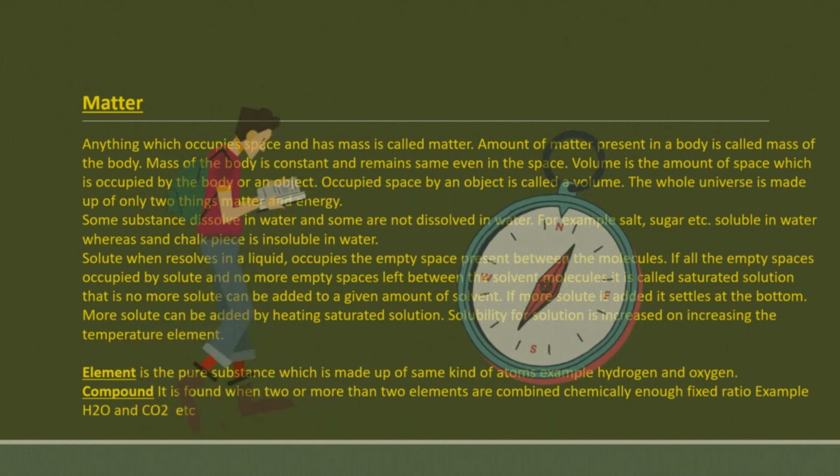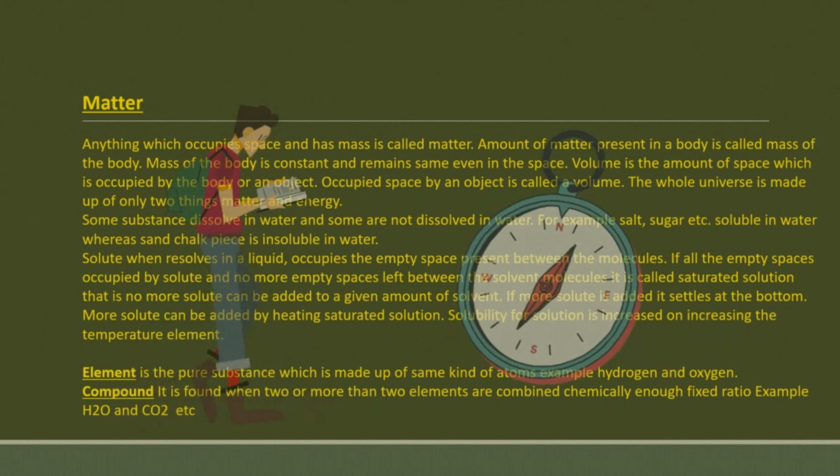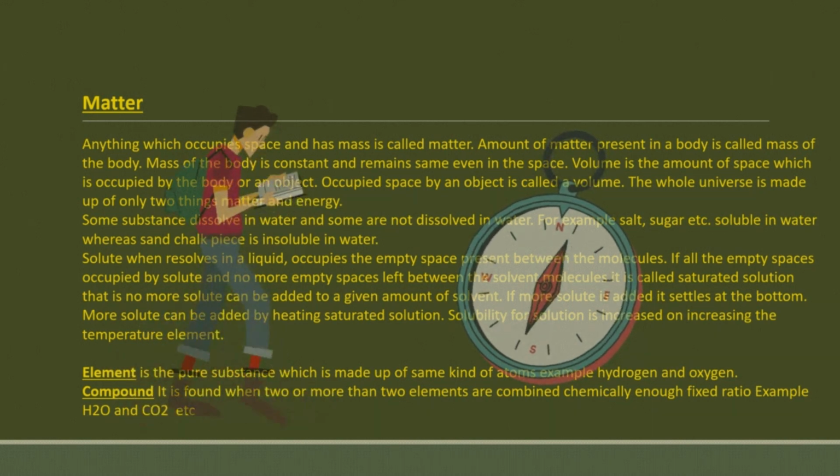Some substances dissolve in water and some do not. For example, salt and sugar are soluble in water, whereas sand and a chalk piece are insoluble in water. A solute, when dissolved in a liquid, occupies the empty space present between the molecules. If all the empty space is occupied by solute and no more empty space is left between the solvent molecules, it is called a saturated solution.